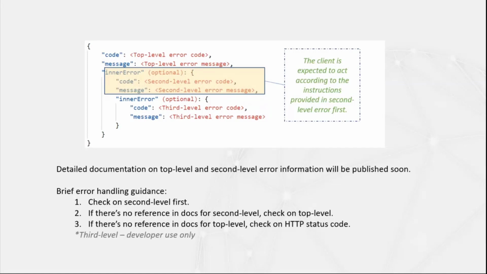But if there are no effective instructions available in the second level in our published docs, please check the top level code and messages. If unfortunately there's still no effective instruction available for the top level, then you can check the HTTP status code to know the information about the error. And please notice the third level code and messages are for developer use only, for example, for debugging purposes.